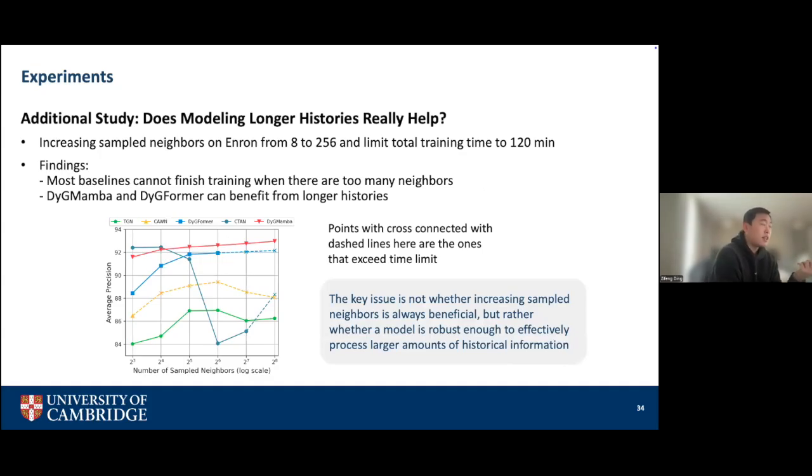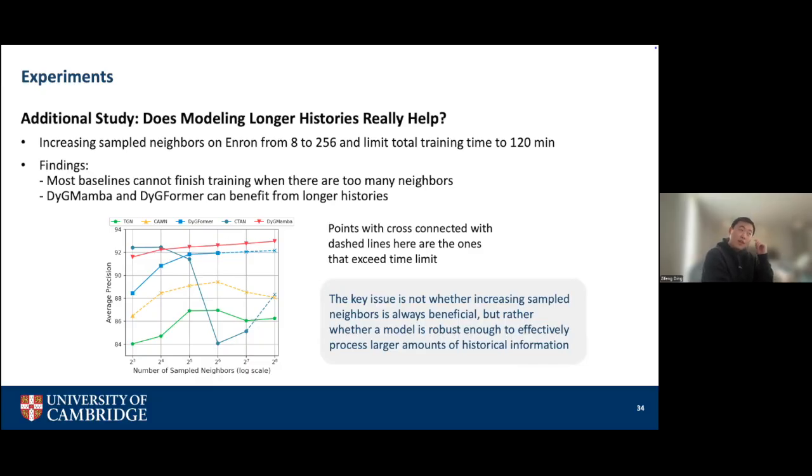Next, an additional study, because a lot of people really focus on this question: does modeling longer history really help? So what we did is rerun the experiments on 5 models, DyGMamba with 4 baselines, increasing the sample neighbors on this dataset from 8 to 256. And we limit the total training time to 120 minutes.